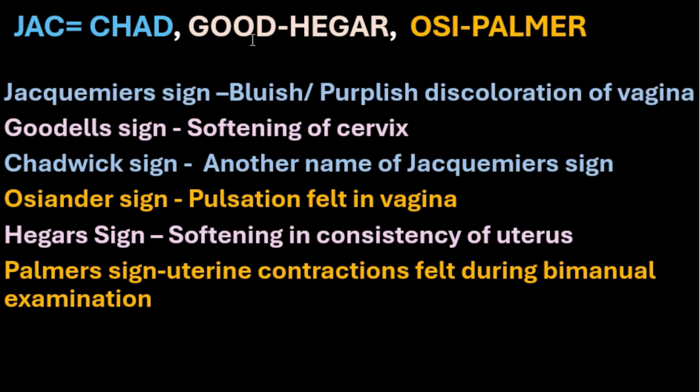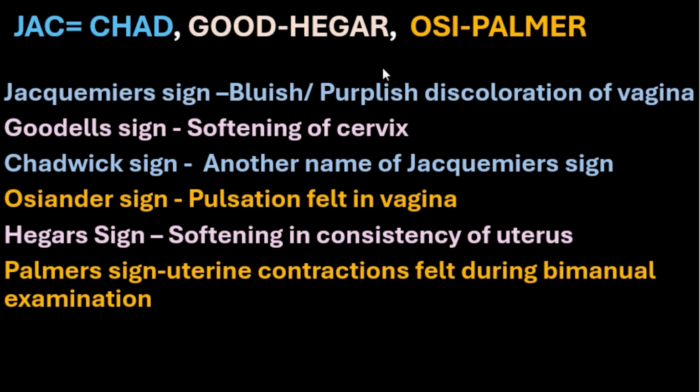Now Goodell and Hegar signs you can see. Goodell sign, softening of the cervix. Hegar sign, softening in the consistency of the uterus. So here both are softening. In Jack and Chad, both are bluish coloration. In Goodell and Hegar, it is softening. Goodell is softening of the cervix and Hegar is softening of the consistency of the uterus. And here Osiander and Palmer, that is your feeling, felt. Osiander sign, pulsation felt in the vagina. Palmer sign, uterine contraction felt during bimanual examination. So like this, you can color code and categorize the things and similarities, and you can remember the signs.